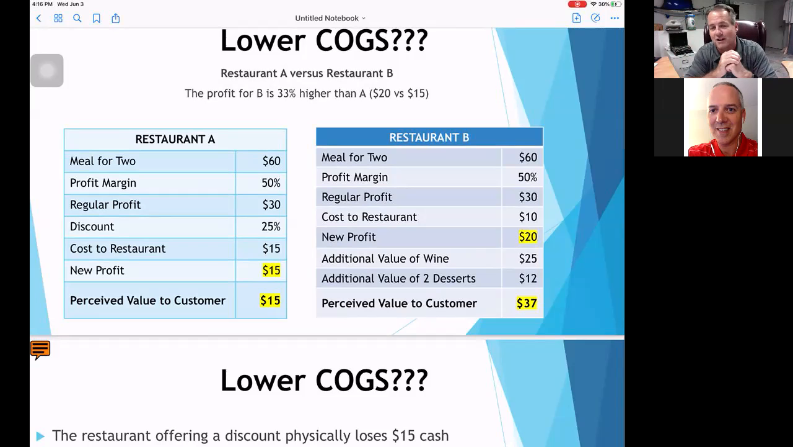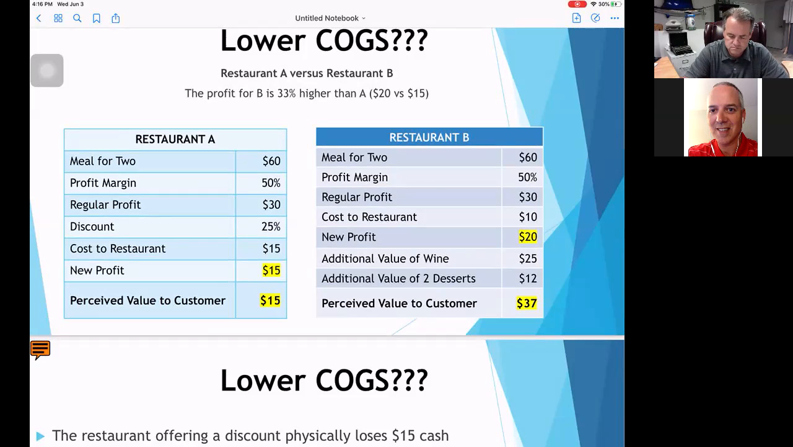Experience is the word I was looking for. A better customer experience because their value's higher, but you made more money. That's what you want in business. Make more money. Right. That's exactly it. We talked about this in our other coaching: increasing profitability, not just by increasing prices, but by increasing the value that you offer.